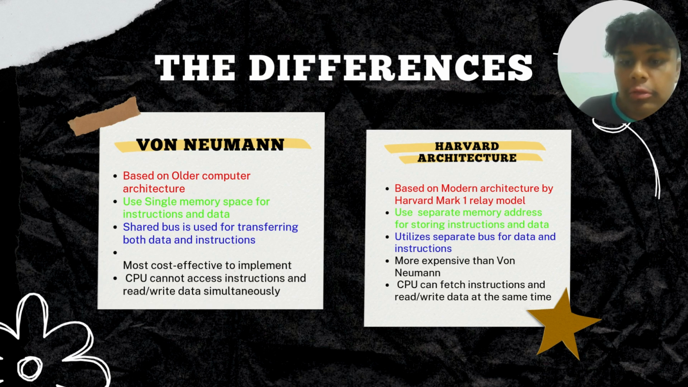Von Neumann is more cost-effective to implement because it is old, while Harvard architecture is more expensive than von Neumann because it is more modernized. Last but not least, for von Neumann, the CPU cannot access instructions and read-write data simultaneously, while Harvard architecture, the modern version, can fetch instructions and read-write data at the same time. There are more differences included in the report.